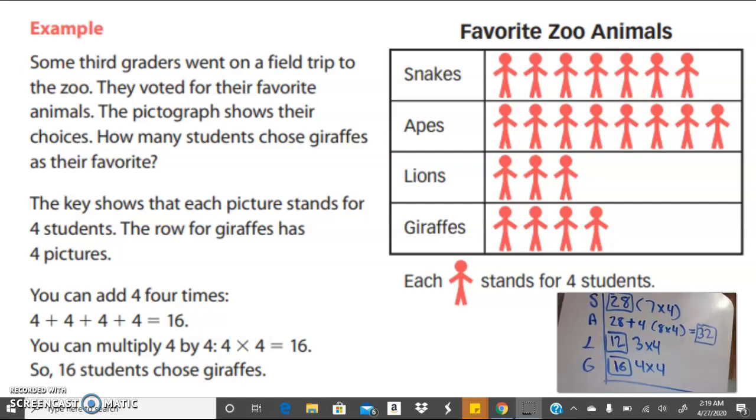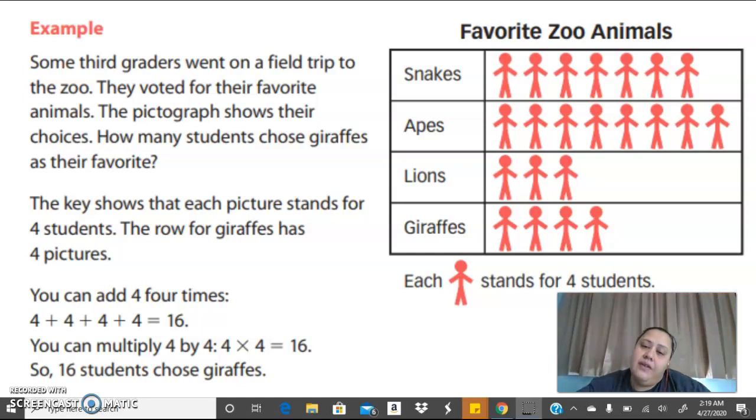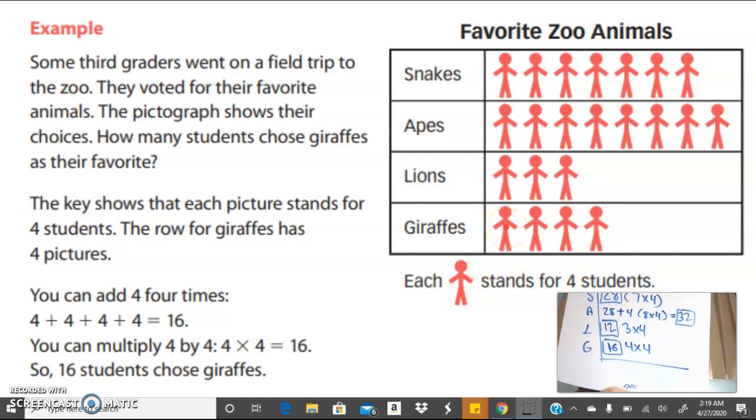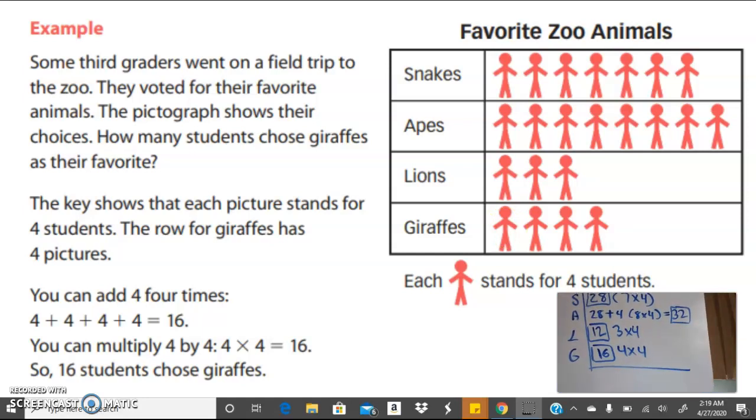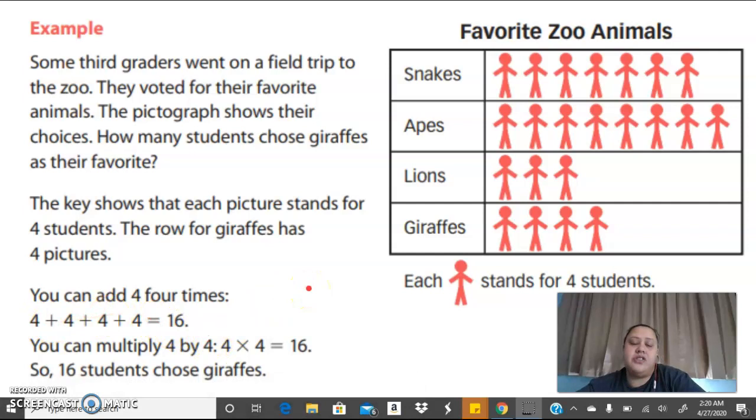Remember, we always want to do this first, even before answering questions, because once we have our data in front of us, it's much easier to answer the questions. And the question here is how many students chose giraffes as their favorite. And as we said before, there are 4 stick figures. Each stick figure stands for 4 students. So like here, 4 times 4, 16 students chose the giraffe. Okay, and I showed it right here. You can either do repeated addition or you can multiply, whichever strategy is easier for you. All right, let's go to the next problem.